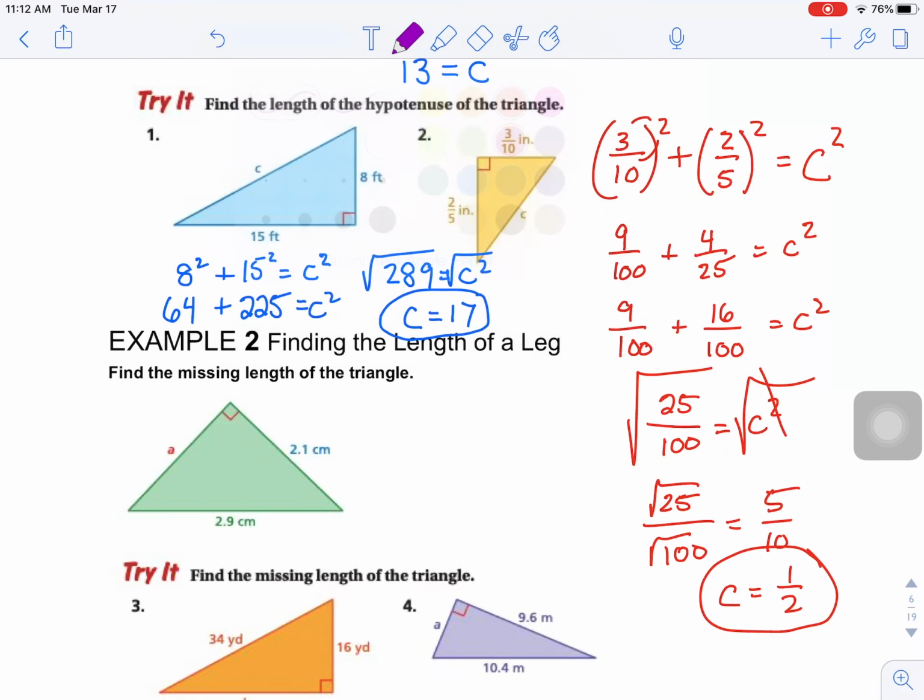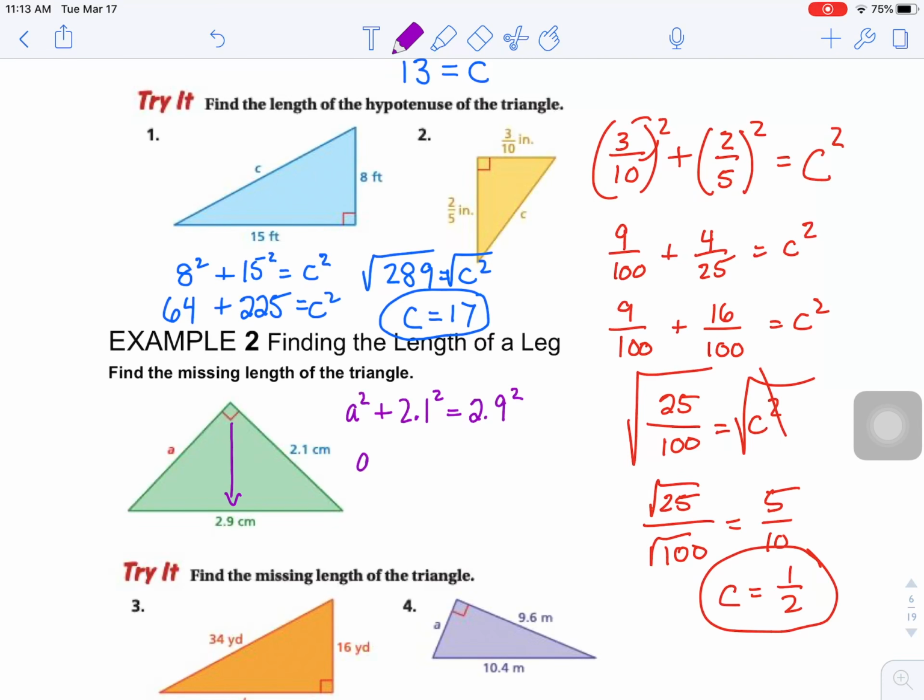Alright, I'm going to switch colors again so that I have room for example 2 here. In example 2, they actually gave me the hypotenuse. The hypotenuse is across from the right angle. So in this case, I'm finding a. So I get a squared plus 2.1 squared equals 2.9 squared.